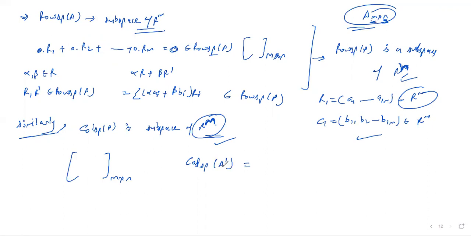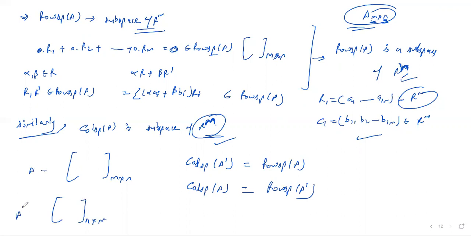The column space of A transpose is equal to the row space of A, and the column space of A is equal to the row space of A transpose. I have the matrix A, m cross n, and this is the matrix A transpose. I think you got it. So these are the row space and the column space, which form subspaces of their corresponding matrices.